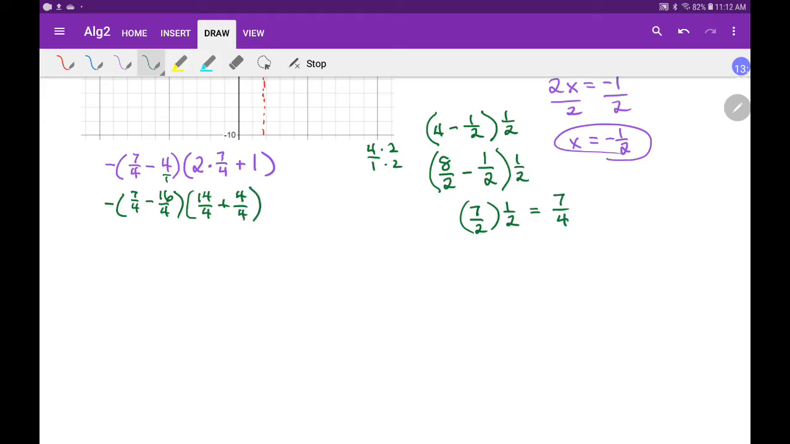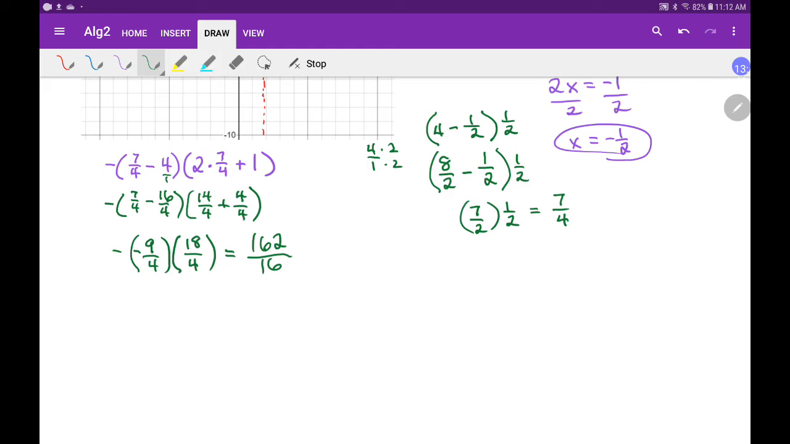So let's see. I have 7 take away 16. That's a negative 9 over 4. And by the way, it's negative out in front, so the negative is going to go away. And let's see, over here I have 18. Oh, yeah, and good. Okay, so let's see what happens here. 18 times 9. What is that? 18 times 9. That's 162. And it's positive because I have 2 negatives. And 4 times 4 is 16.